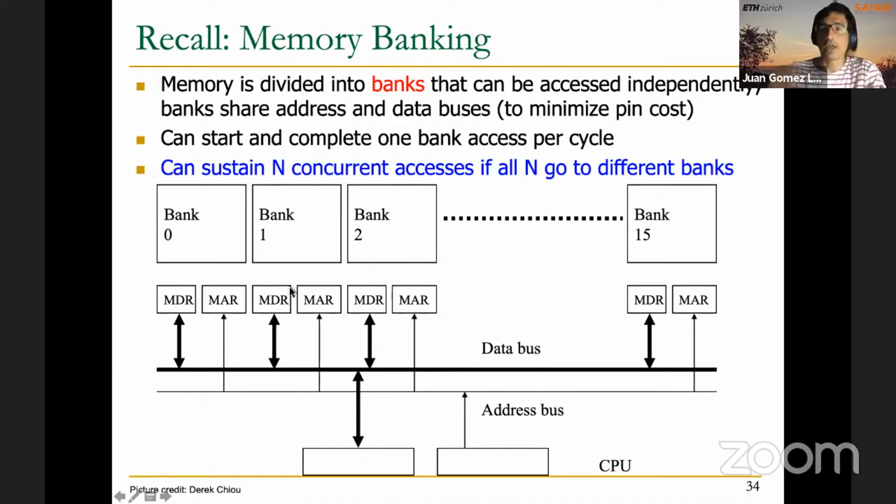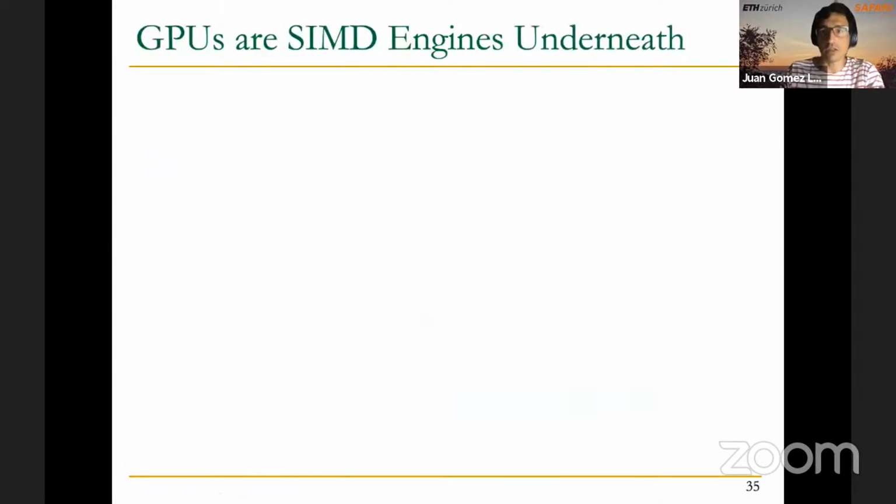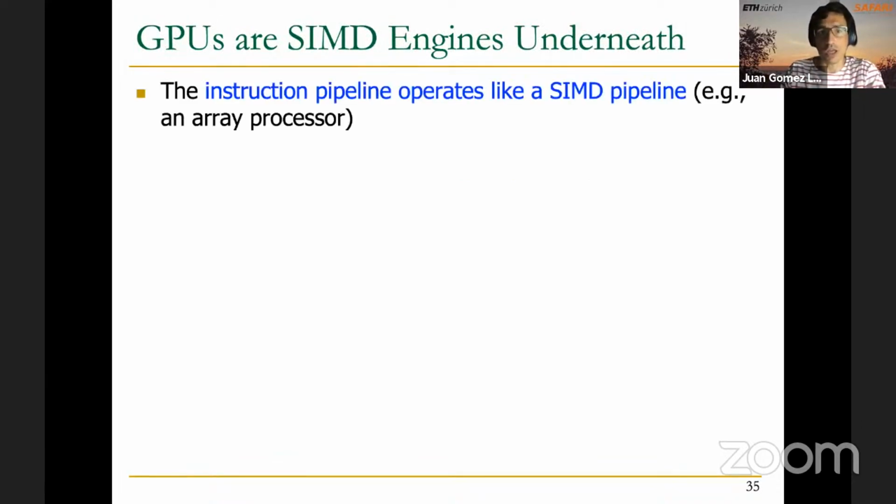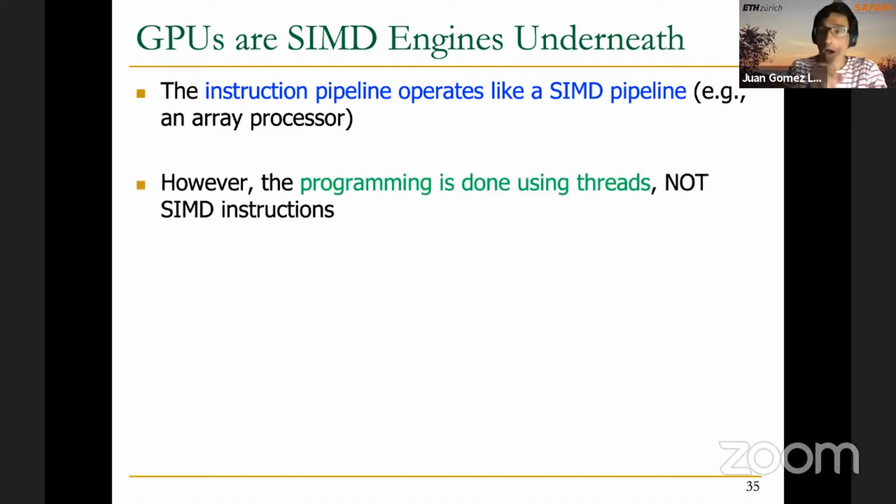But again, the idea of SIMD processors, so GPUs are essentially SIMD processors. It's what I want to convey. GPUs are SIMD engines or SIMD processors underneath. The instruction pipeline operates like a SIMD pipeline. We already know how a SIMD pipeline works, and we are going to see much more clearly how it works inside the GPU.